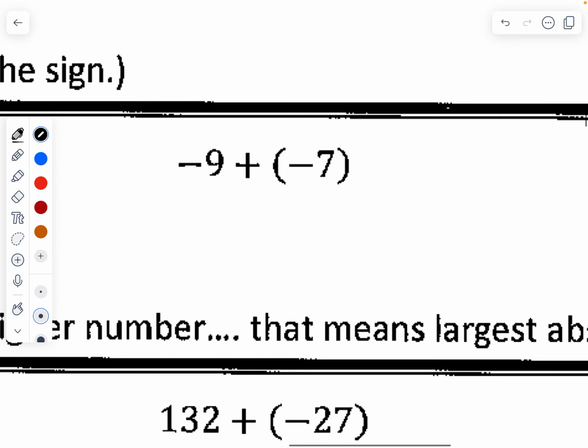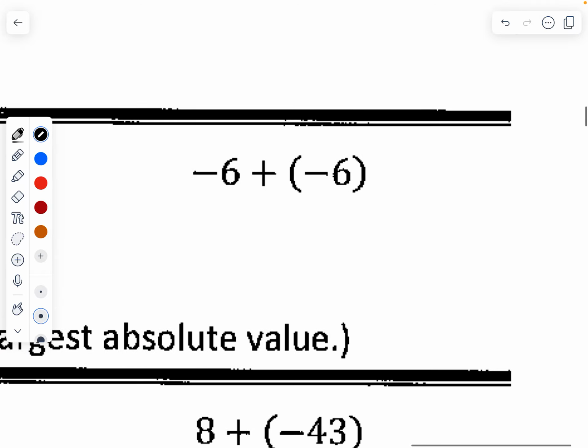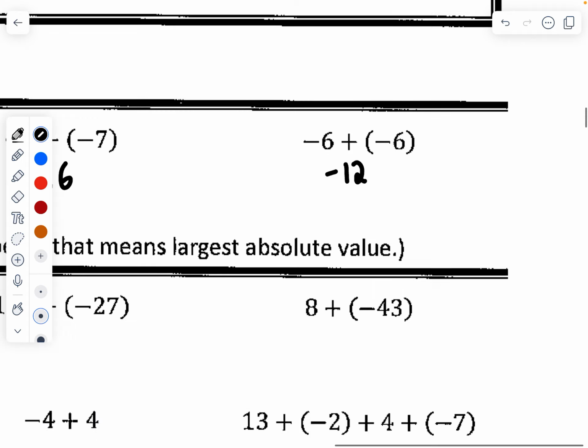Next one, -9 plus -7. Again, these are the same signs. We have a negative and a negative, so we need to add them and get a 16 and keep the sign of the number further from 0. 9 is further from 0, so it is a negative. And last one, -6 plus -6. Again, same signs, add them. These are both the same distance from 0, so it's just going to be -12.